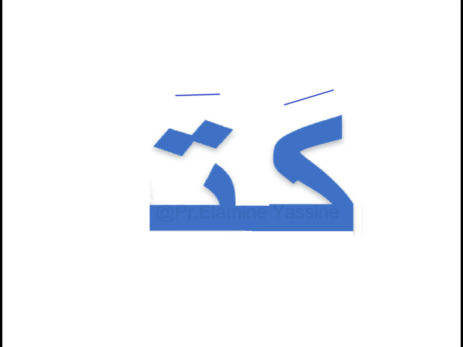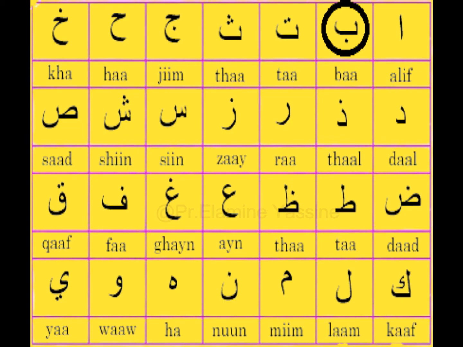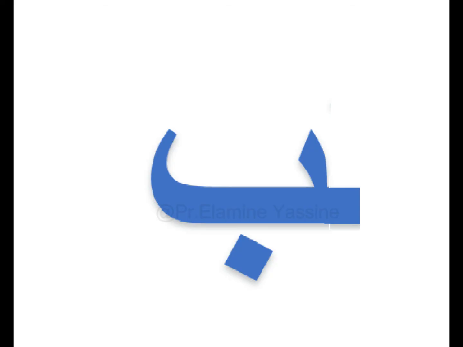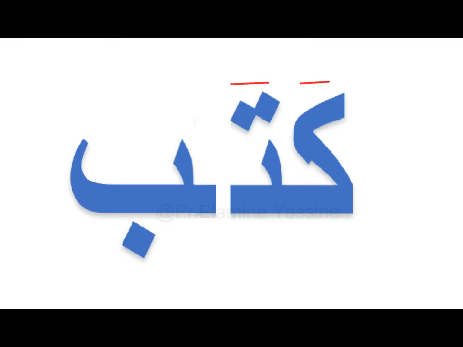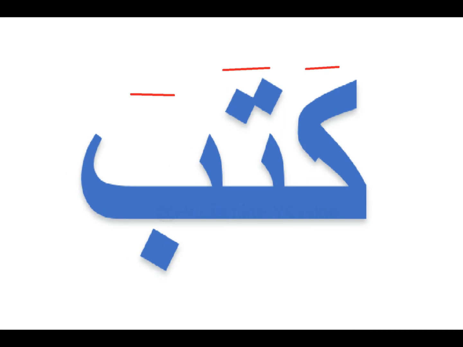We will now add the third letter called ba. The isolated form of ba is in the alphabet table. It is in the first row, second letter from the right. As you can see, the end form of ba before we connect it to ta. After connecting ba to ta, we add another short a vowel, this time above the ba.